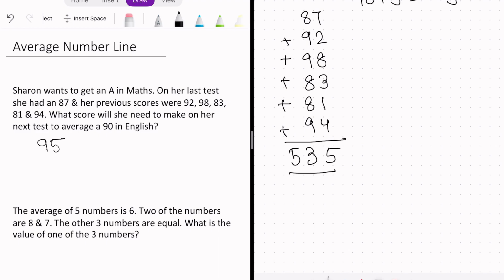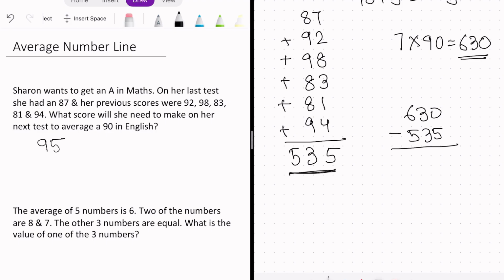Now, since there are 7 tests and the average is 90, she has to score 630 to be able to keep her A grade. Now, if this is the total score, she already has 535. She has to score at least 630 minus 535, which is equal to 95 in her last exam.